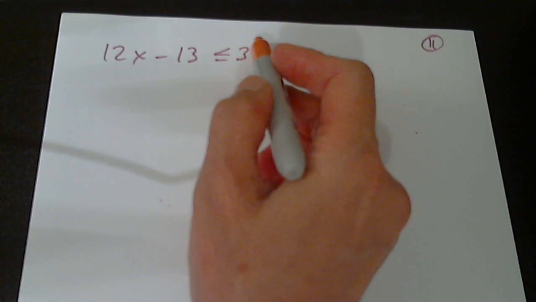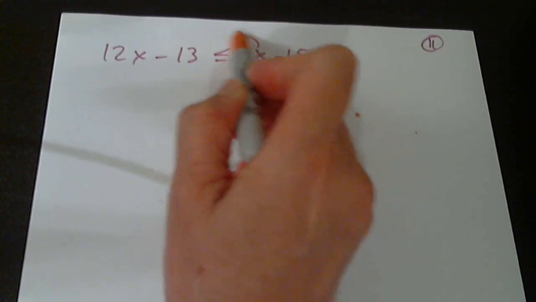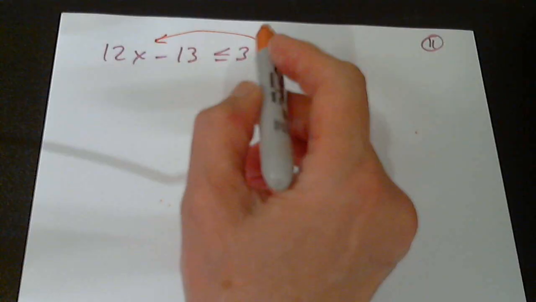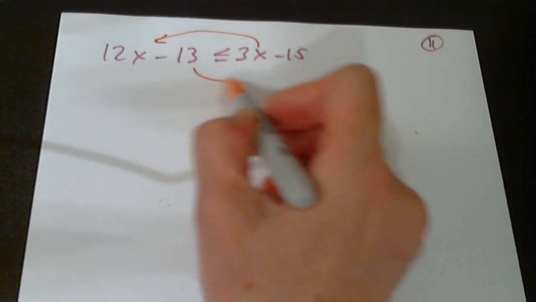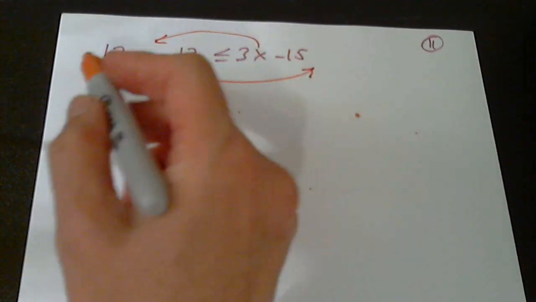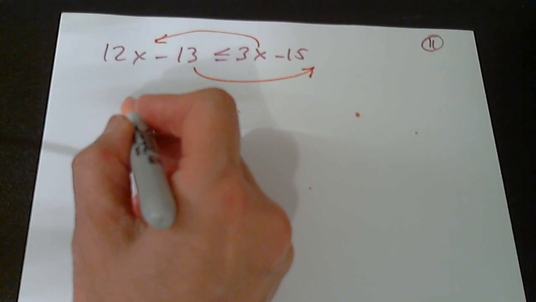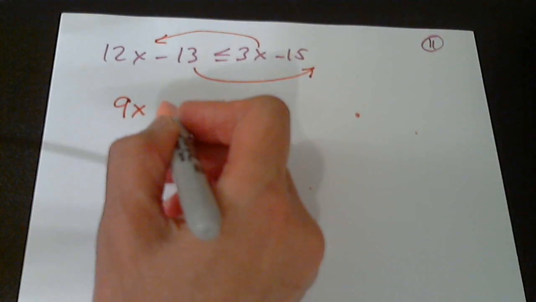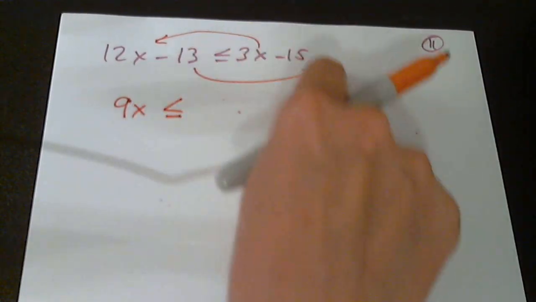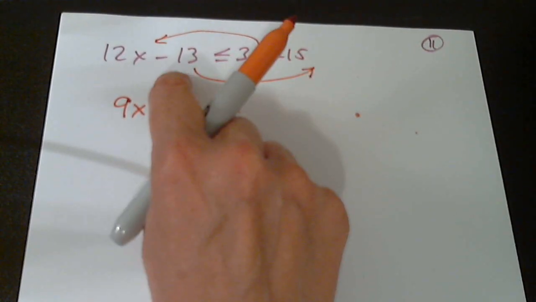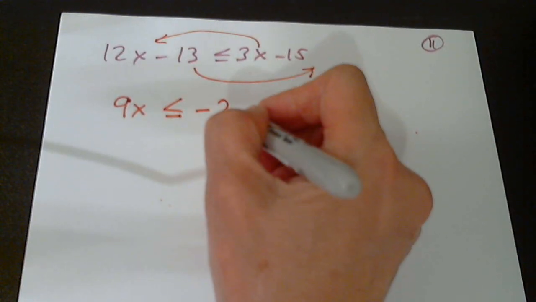Add 13 on both sides. Yes, but I prefer to focus on the variable first, but you're correct. Minus 3x, yes, exactly. So 12x minus 3x, which is 9x. Very good, less than or equal to negative 15 plus 13, which is negative 2.